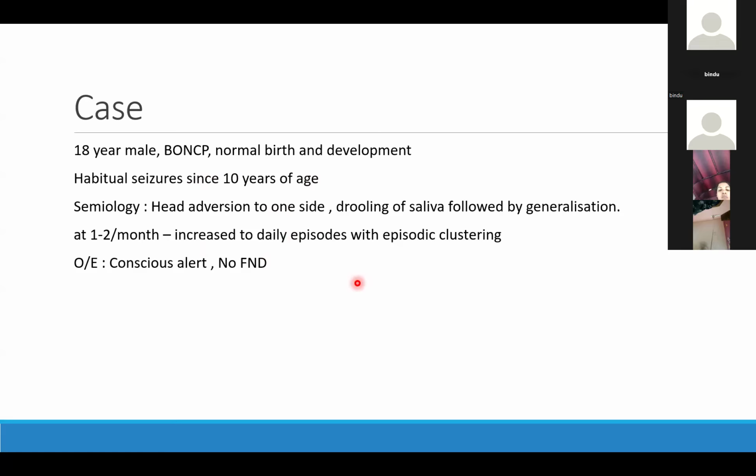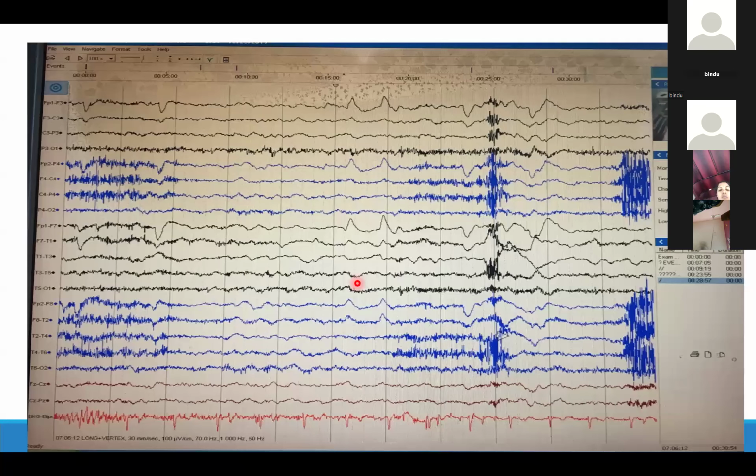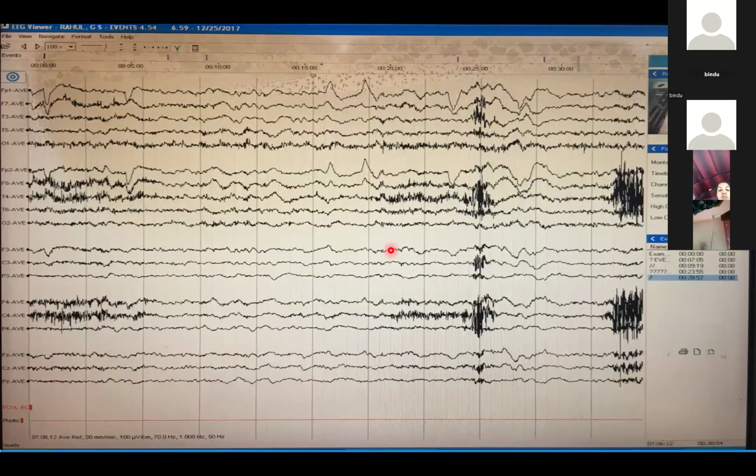So this was the EEG during the event. The patient had this EEG read in bipolar montage with a sensitivity of 10 microvolts, and the EEG showed a generalized delta attenuation rather than epileptiform activity. This was the EEG read in average montage.